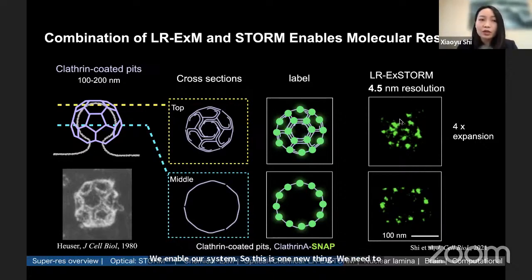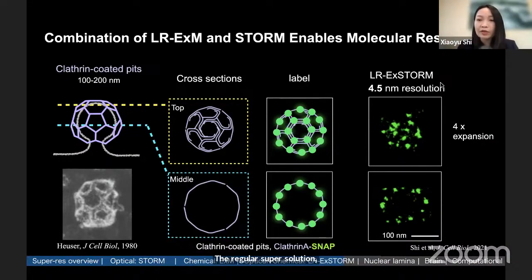So when the resolution is around 20 nanometer-ish, you probably don't need to think too much about the size of your label. For example, if you use SnapTag, which is smaller than 3 nanometers or 5 nanometers, you don't need to worry too much about the size. You probably need to worry about antibody, because the size of an antibody is about 15 nanometers. That's close to the regular super resolution.